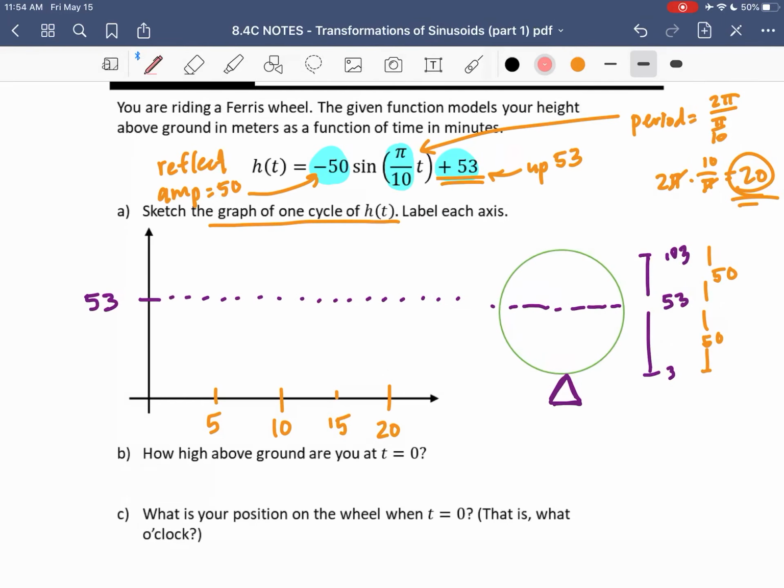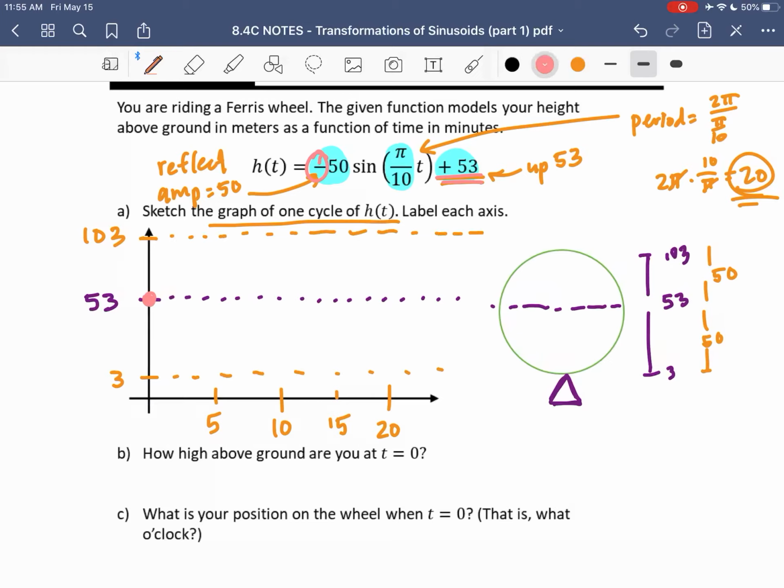Okay, we're almost there. Now that we know the midline, the only thing we have to be careful about is that it's reflected. So if we're doing sine and it's reflected, we start in the middle, but then we go down. But we don't want to go all the way down to 0 because our amplitude is 50. So we need to go up 50 and down 50. So up 50 from 53 is going to take us to 103. Down 50 from 53 is going to take us to 3.